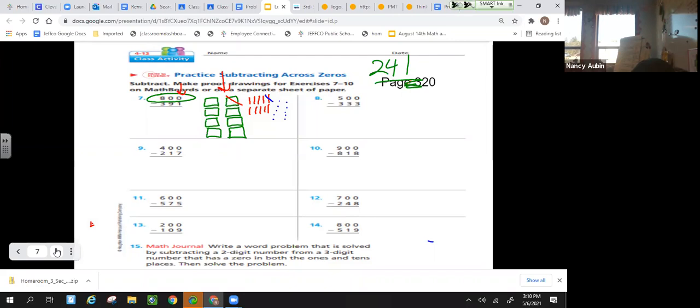Cross out. Can I take a 1 away in the ones place? Yes or no? Yep, put an X on that 1. Can I take 9 tens away? Let's count. 1, 2, 3, 4, 5, 6, 7, 8, 9. Can I take those away? Yeah, now I don't have any tens left.